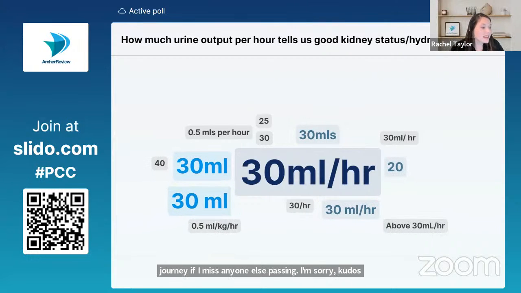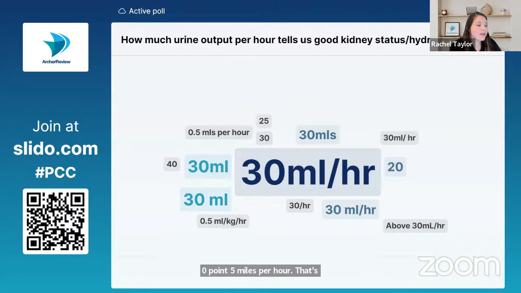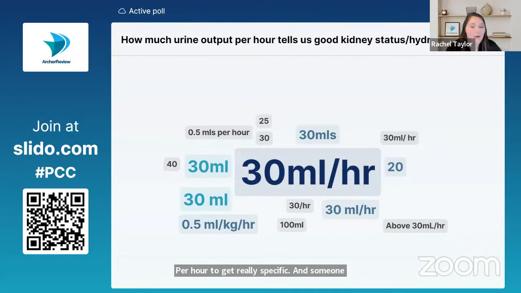So a lot of you are saying 30 mils per hour, but somebody said 0.5 mils per hour. That's almost what we're looking for. It's not quite there. It's 0.5 mils per kilogram per hour to get really specific. And someone put it in there. Yep, 0.5 mils per kilogram per hour or 30 mils per hour is accurate.